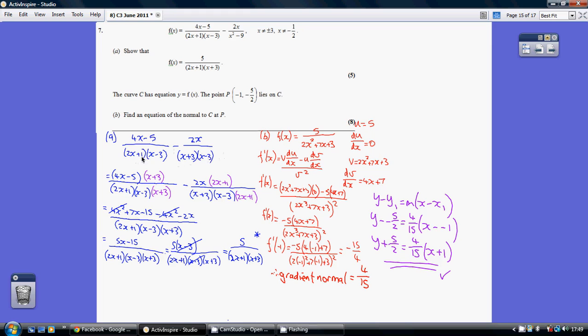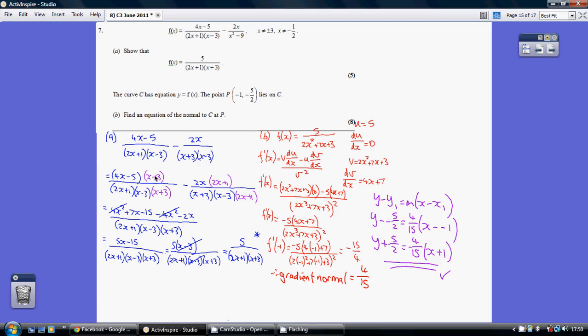Now our common denominator is going to have to include each of these factors, each of these brackets. So 2x plus 1, x minus 3, and x plus 3. So this first term we just choose to multiply top and bottom by x plus 3, and our second term we choose to multiply top and bottom by 2x plus 1. We now have a common denominator of this bottom triple bracket.